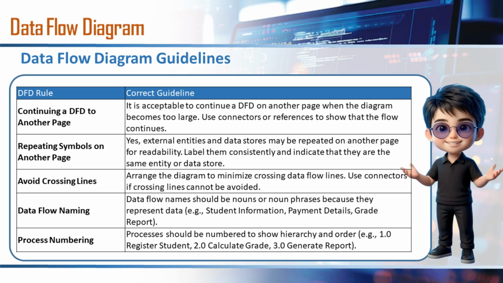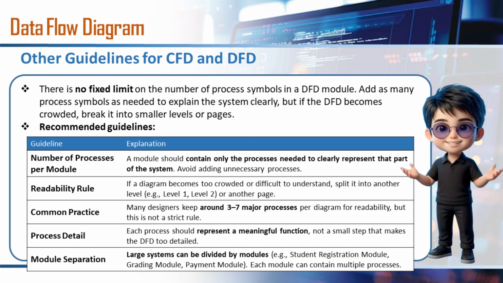For example, processes can be numbered as 1.0 register student, 2.0 calculate grade, and 3.0 generate report. When a process is decomposed into a lower level DFD, its subprocesses can use corresponding numbers such as 1.1, 1.2, 1.3, and so on. Other guidelines for CFD and DFD. There is no fixed limit on the number of process symbols that can be used in a DFD module. The number of processes should depend on what is needed to clearly represent the functions of the system.